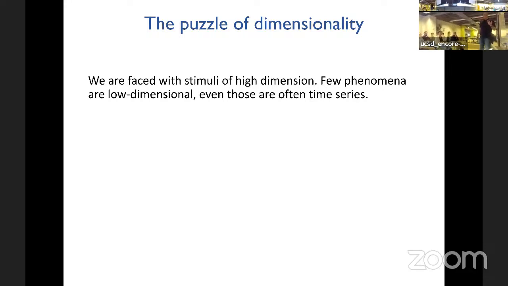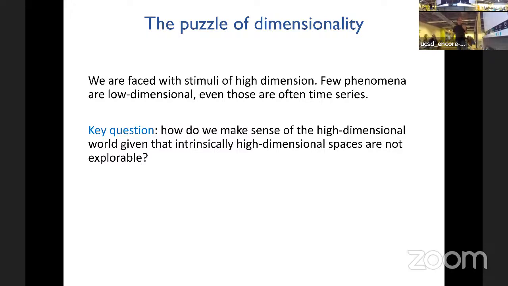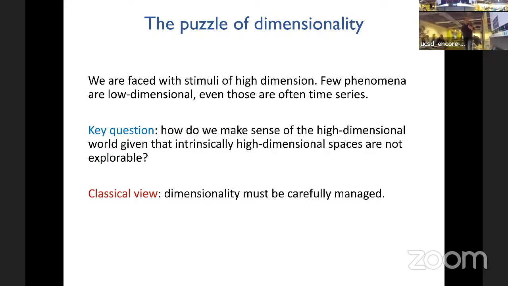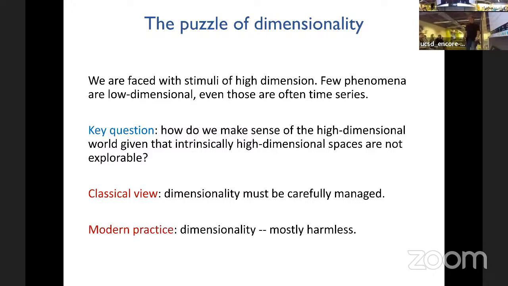We are faced with high dimensional inputs: images, speech, text, they're all high dimensional. In fact, you can argue that few phenomena are low dimensional, and even those usually come with time series, so effectively high dimensional phenomena. Now, the key question is how do we make sense of the high dimensional world, given that things which are intrinsically high dimensional are not explorable, in a strict mathematical sense. The classical view is that dimensionality must be carefully managed, while the modern take is that we can just take it for granted that things are high dimensional and not worry about it.